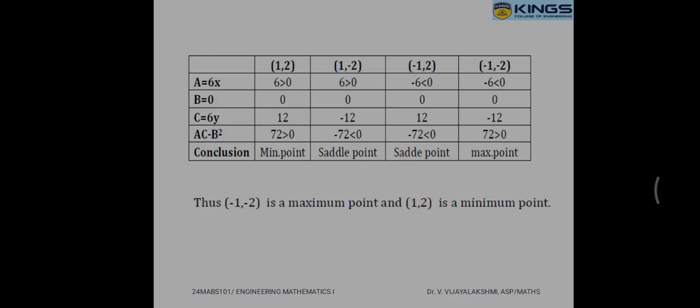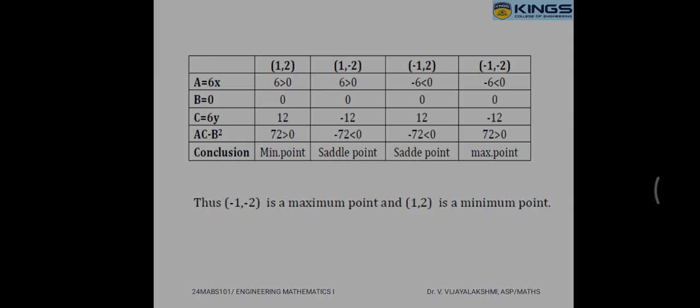Let us take the first point (1, 2). Substitute x equal to 1 and y equal to 2 in a. A is 6x, so we get 6. That value is greater than 0. And b is 0. C is 6y; substituting the value of y, 6 into 2 is 12. And then ac minus b square: a value is 6, c value is 12, so 72, minus b square value which is 0, so 72. But 72 is greater than 0.